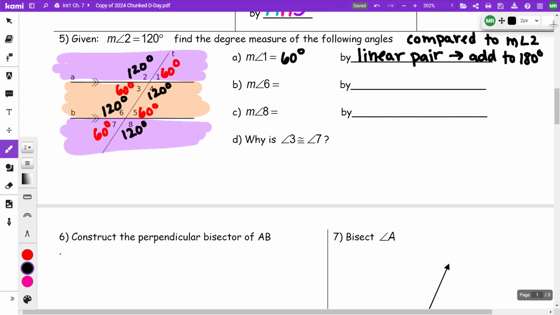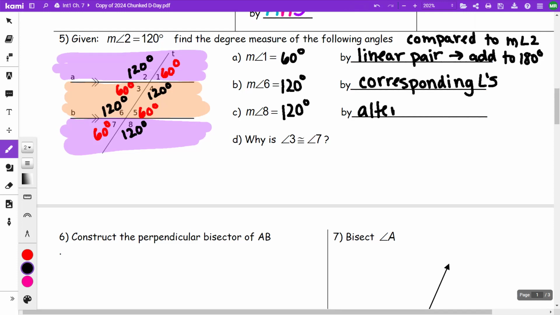Now, the measure of angle 6 compared to the measure of angle 2. The measure of angle 6 is 120 degrees, and compared to angle 2, they are corresponding angles. Now, the measure of angle 8 compared with the measure of angle 2 again is going to be 120 degrees, but both of those are purple, on alternating sides of the transversal and exterior. So these are alternate exterior angles.